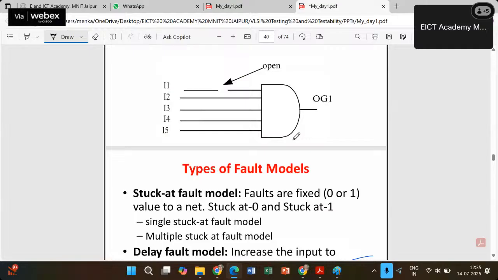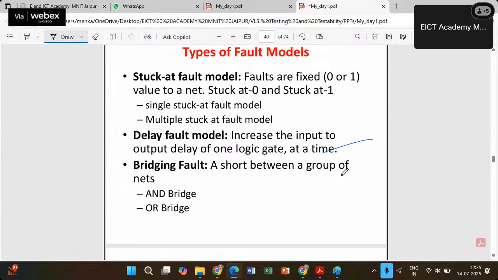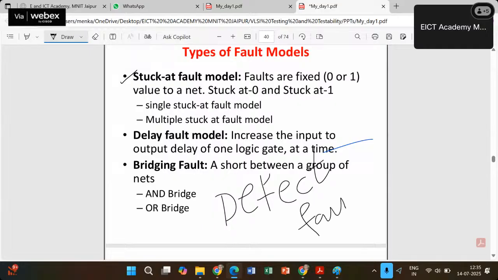So now let's proceed to the types of fault models. Sir has told multiple fault models. We will be taking mainly stuck-at fault models. There are three things basically you might have heard. Defect is one thing. Defect means any kind of imperfection we have. Then fault. What is fault? If the defect is there in the digital circuit, we will call this a fault.